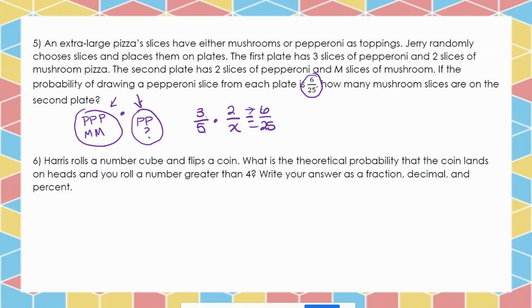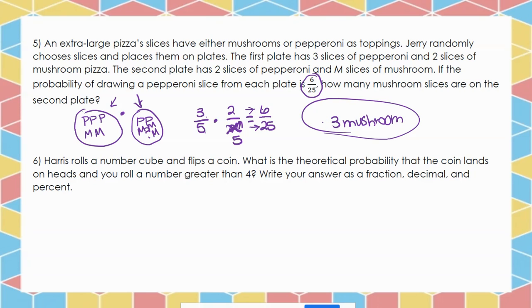So 5 times what is 25? Well, I know that this is actually 5 because 5 times 5 is 25. Now, 5 is not the number of mushroom slices. 5 is the total number of slices that are on this plate. Since I already have 2 slices that are pepperoni, then I need to have 5 total slices. Well, then 3 of them are going to be mushroom. So I would say that there are 3 mushroom slices of pizza on the second plate.